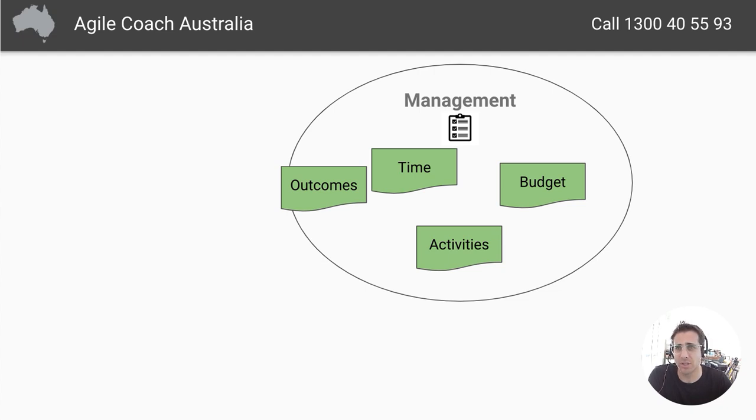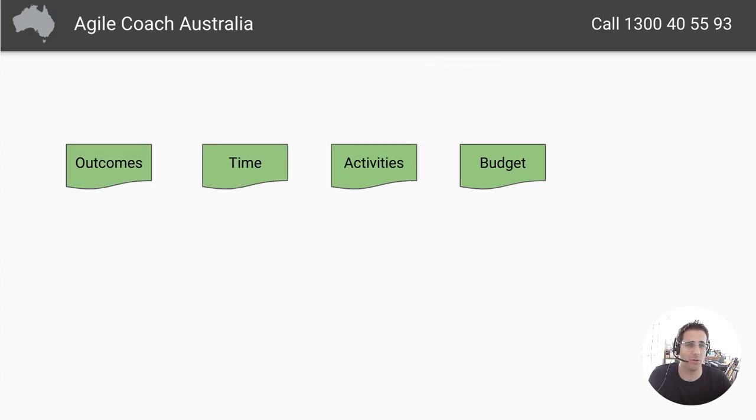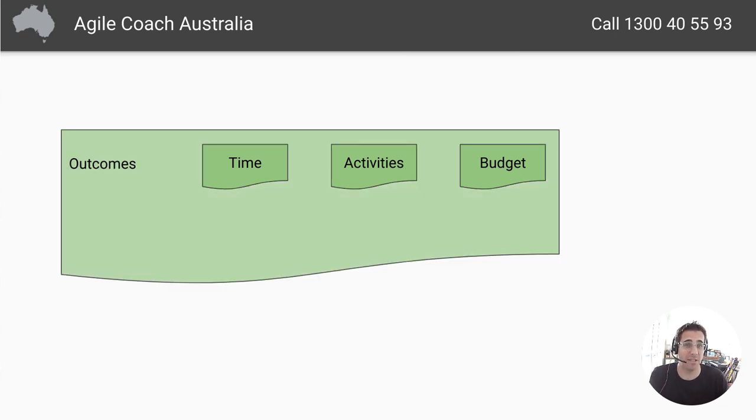So I've got some cards on the wall here: time, budget, activities, and outcomes. And if I just put those all on the board, they're not actually all the same. They're not the same level. Outcomes are the big things that we're going to get out. Time, activities, and budget are the things that make up the outcome. So if I get my time, activities, and budget right, the outcomes will get delivered, assuming the leadership side's there and all the other things are equal.